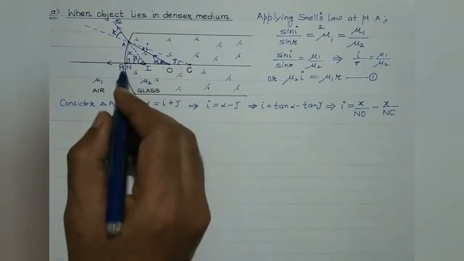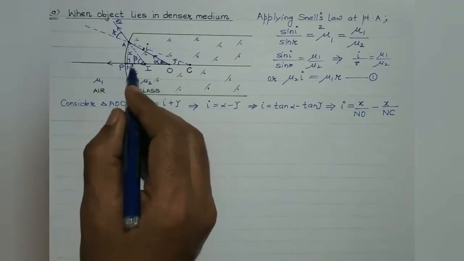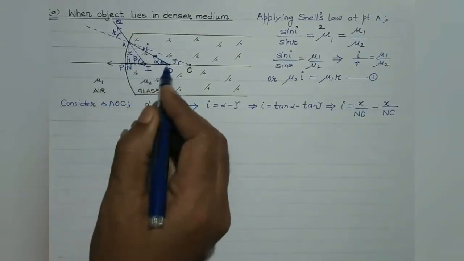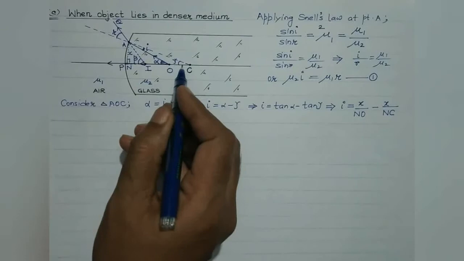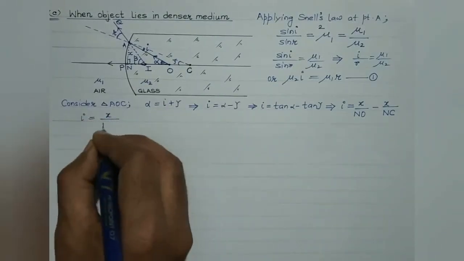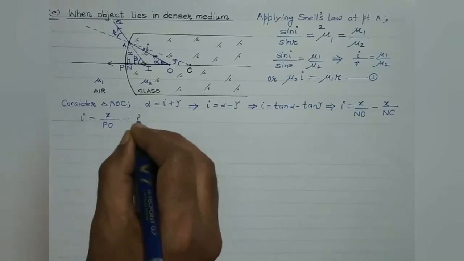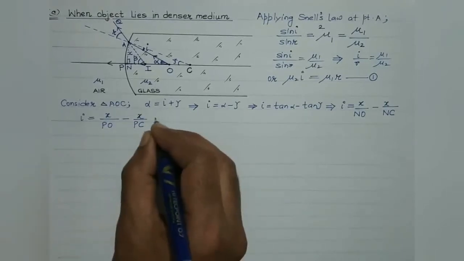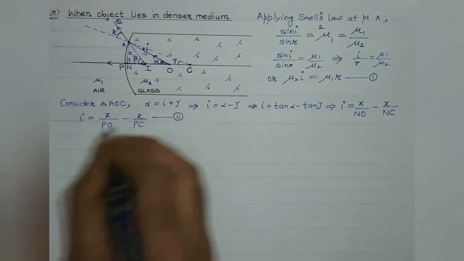Now students, as P and N are very close to each other, therefore NO may be written as PO and NC may be written as PC. Thus, i would be given by x over PO minus x over PC. Put this as equation number 2.